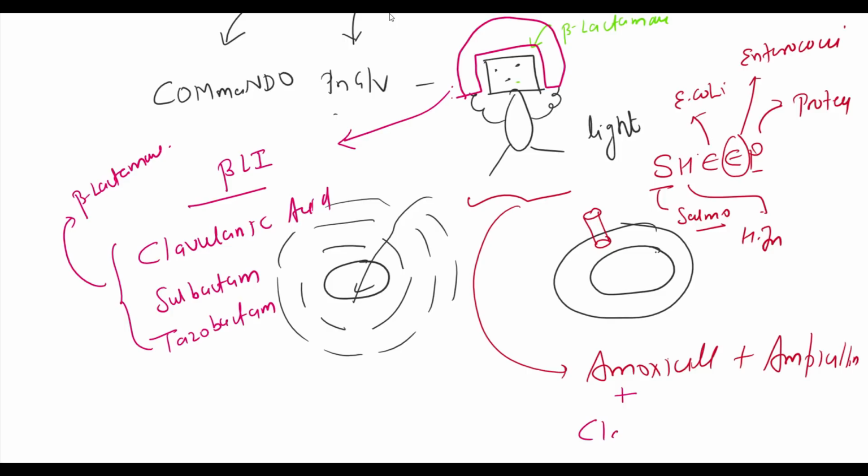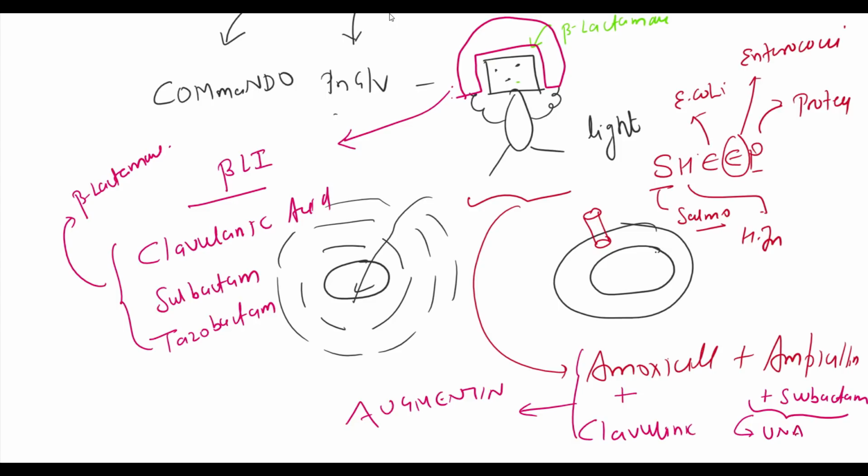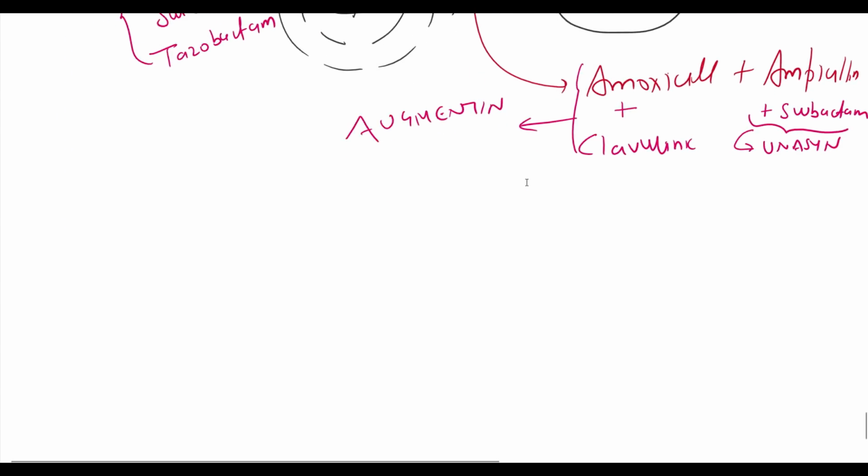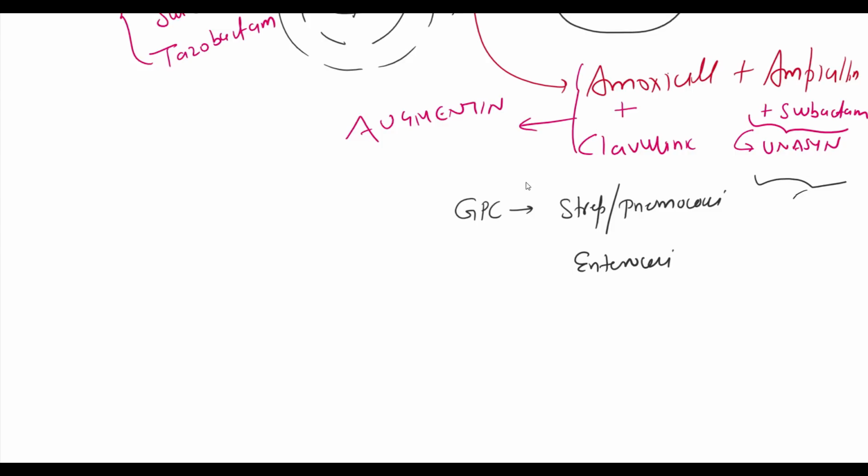Amoxicillin is given with clavulanic acid, and this combination is known as Augmentin, and ampicillin is given with sulbactam. The combination of ampicillin with sulbactam is available in the form of Unasyn. Amoxicillin and ampicillin are wide-spectrum antibiotics which are effective against gram-positive cocci including streptococci, pneumococci and enterococci. Ampicillin-sulbactam is the drug of choice for Listeria meningitis and UTI caused by Enterococcus faecalis.